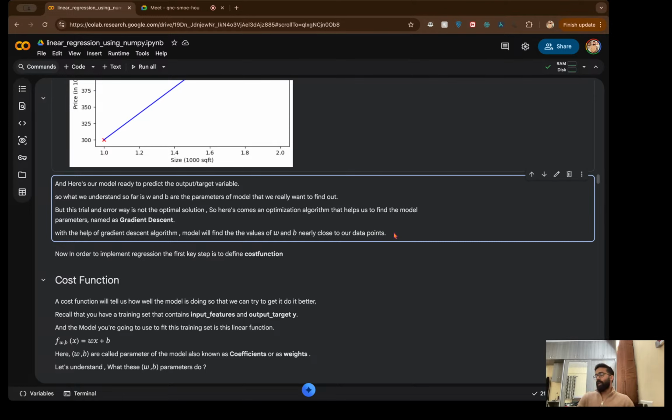Try to focus on this word, nearly, because the model can only be accurate so far. It can never be 100% right, but you can make the accuracy, let's say, 80% or 90%. So if your accuracy is 80 or 90%, most likely what you are saying is true. So with the help of the gradient descent algorithm, our model will be able to find the values of W and B, the parameters of the model.